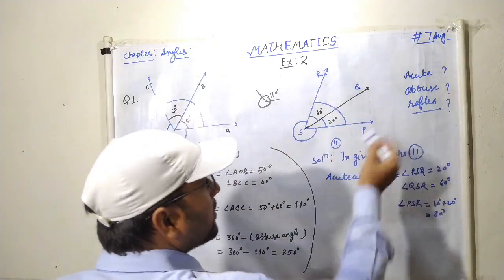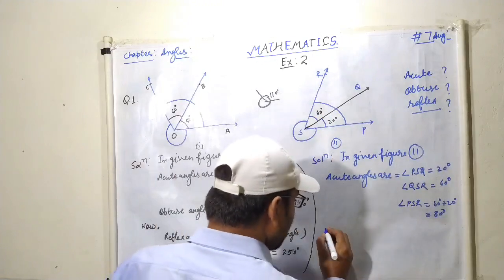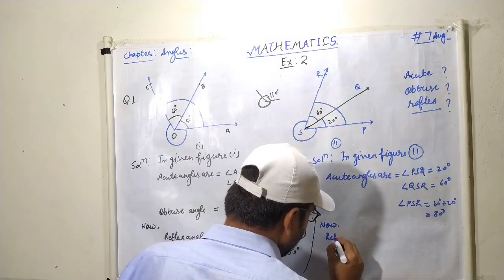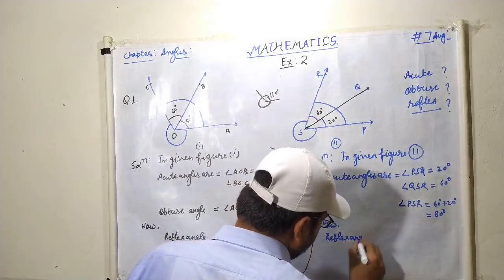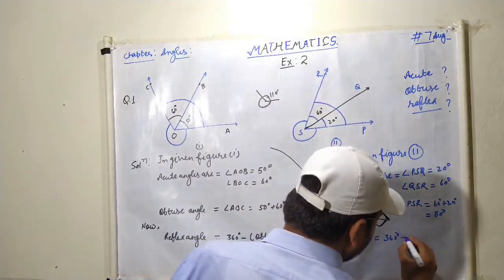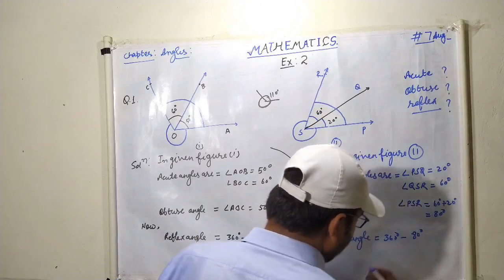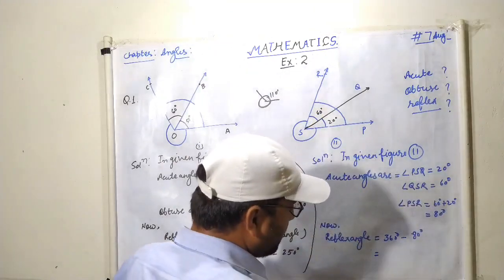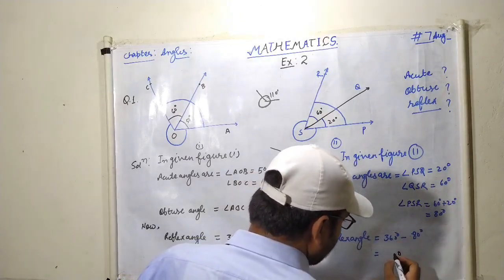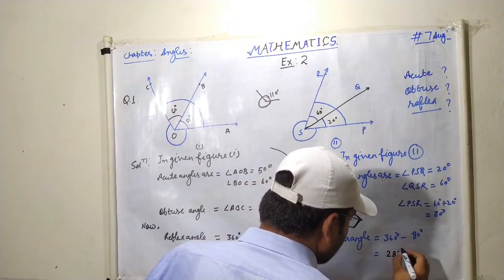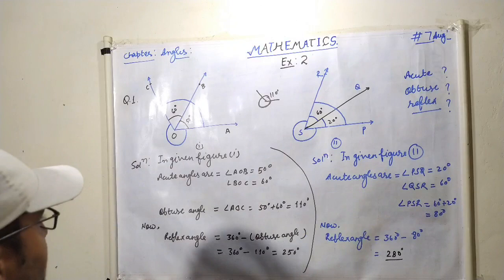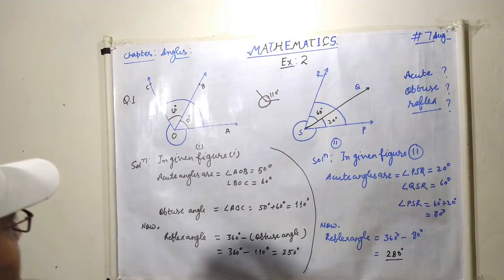Now this one is a reflex angle. The reflex angle is equal to 360 minus this acute angle, minus 80 degrees. You will subtract this 80 degrees. From 360 you subtract 80, and you get 280 degrees. That is the reflex angle for this case. Okay, students, this is your solution for the first question.